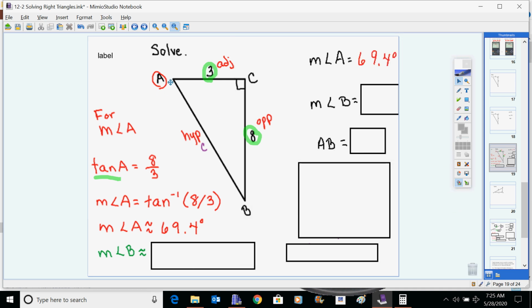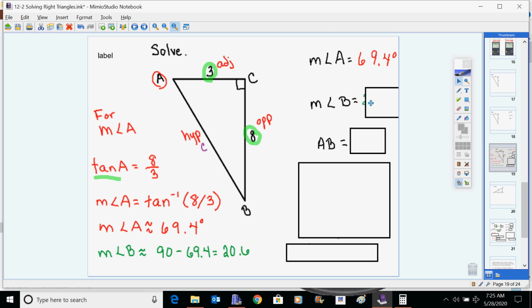That's good. Angle B follows very quickly, nicely after it, because all you have to do is take 90 minus 69.4, because we already have 90 left over from our 180. So 90 minus 69.4, 20.6. That's our angle B.